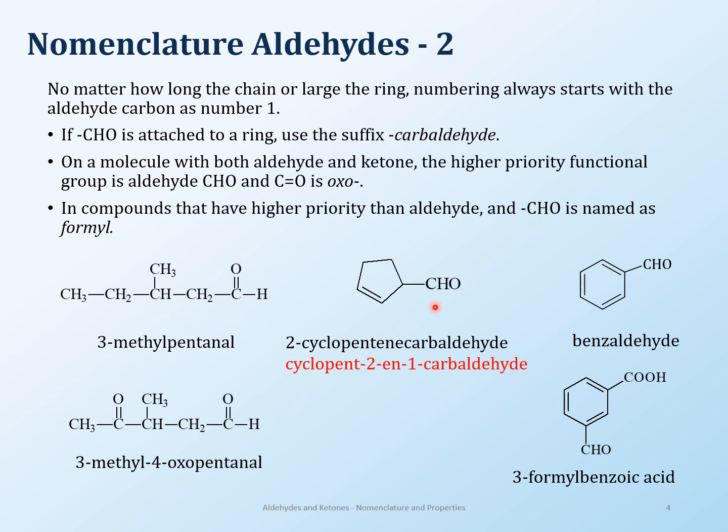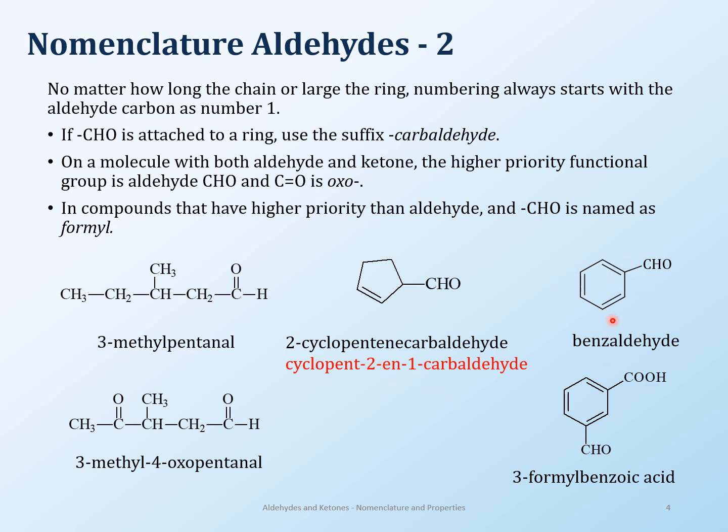If you have something of a cyclic nature, in this case the cyclic compound, how do you name the aldehyde? In this case, this is called carbaldehyde. Okay, so the CHO group is called carbaldehyde. And so this one is 2-cyclopentene, so 1, 2, so 2-cyclopentene carbaldehyde. Or you can also call it cyclopentene-1-carbaldehyde. This is the latest nomenclature.